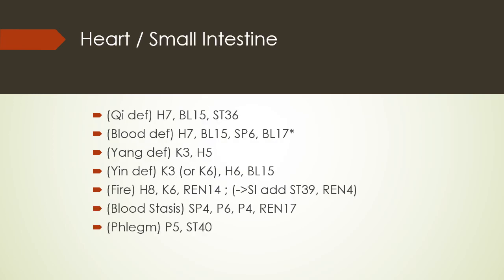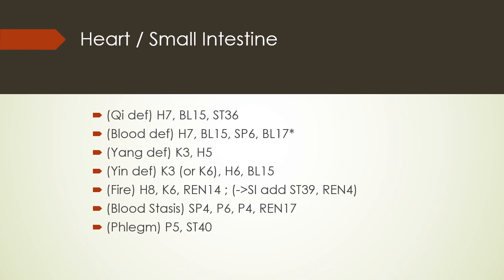For heart pathologies, very commonly you will see heart 7 and bladder 15. Heart 7 is the gate of the spirit, Shenmen. Bladder 15 is Xinshu, the back shu point for the heart. These can be used pretty much universally for heart pathologies, but there are some points which are a little more specific to the various substance or pathogenic patterns, and so we'll go through those now.